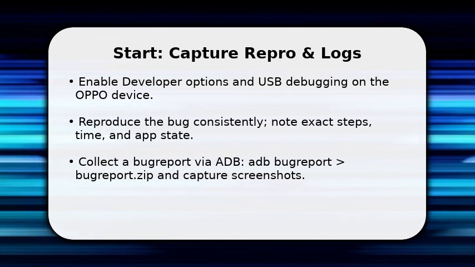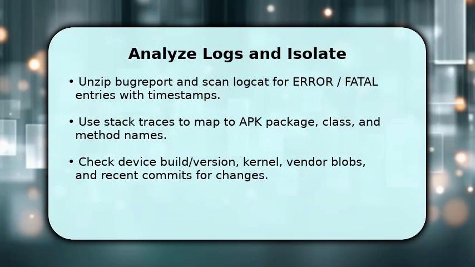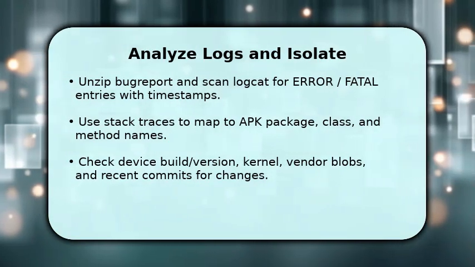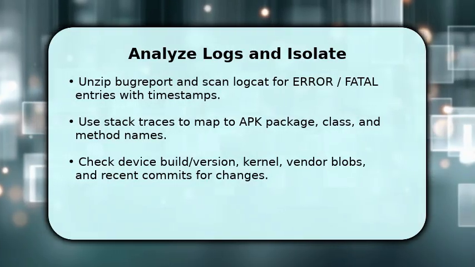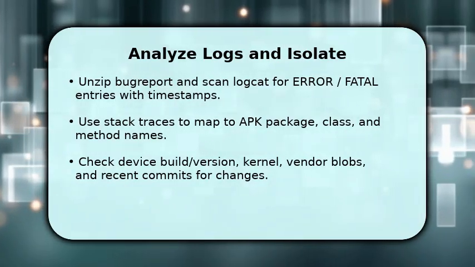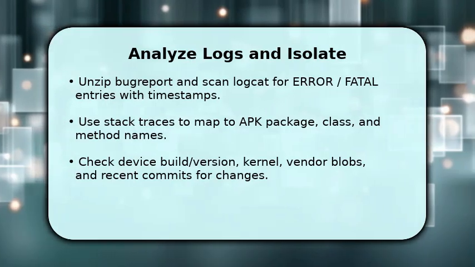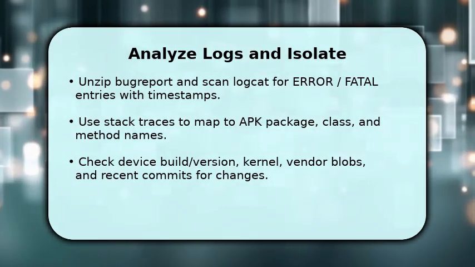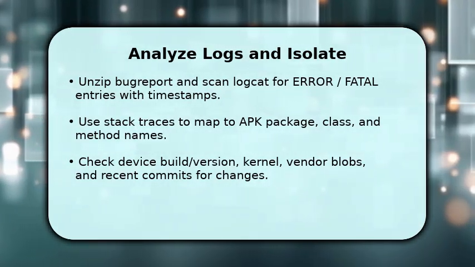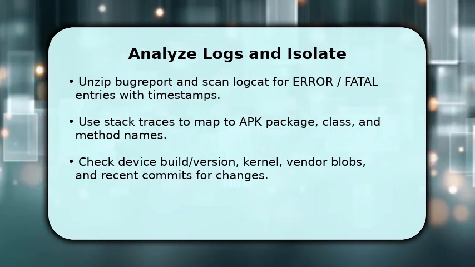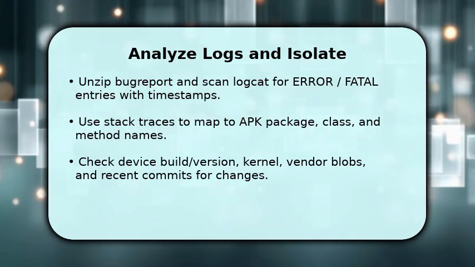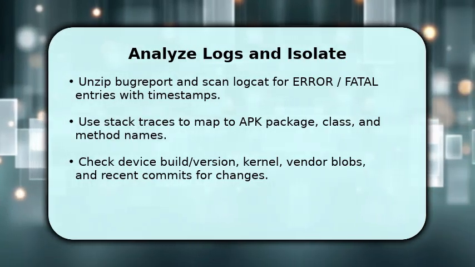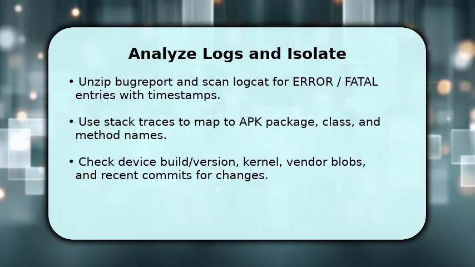You now open the bug report and focus on logcat around the failure time. Filter for error, fatal, ANR, or exception traces, and follow the stack frames to the app package and native modules. Once you identify suspect methods, reproduce with ADB shell mstart and attach a debugger or log additional statements to confirm causality. Also cross-check the device build, kernel, and vendor versions, because platform mismatches often explain intermittent faults. And make sure to note any recent.